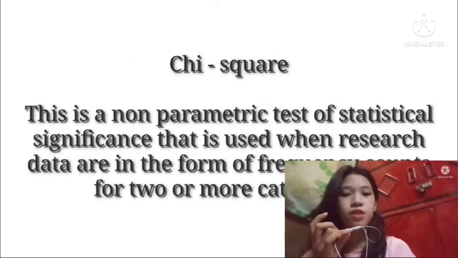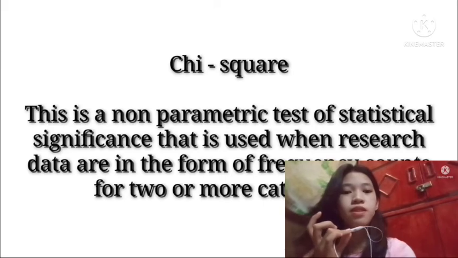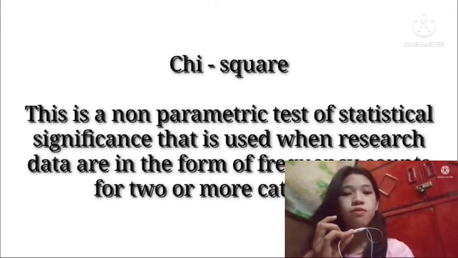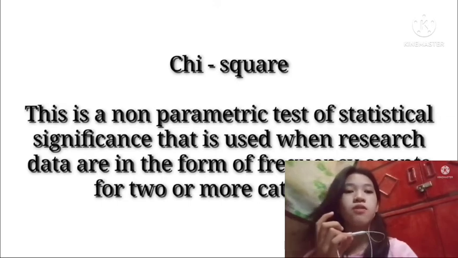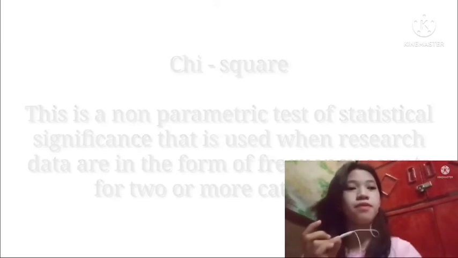Another test is chi-square. This is a test of statistical significance that is used when research data are in the form of frequency counts for 2 or more categories. Binibilang niya yung nag-react sa category na nandun.